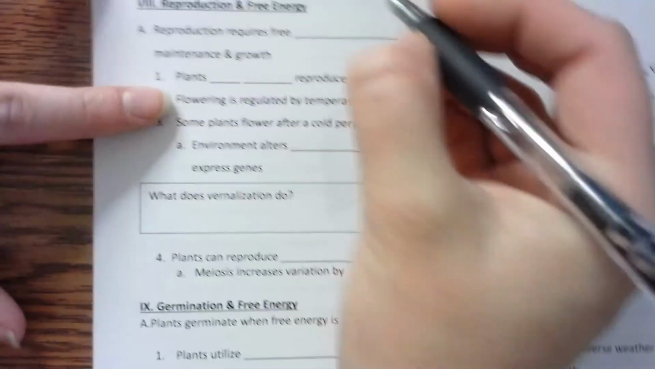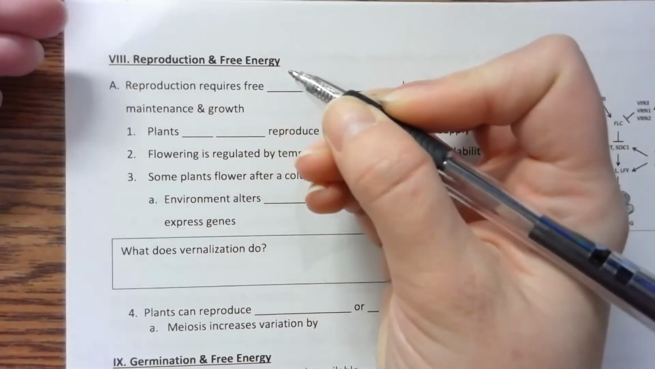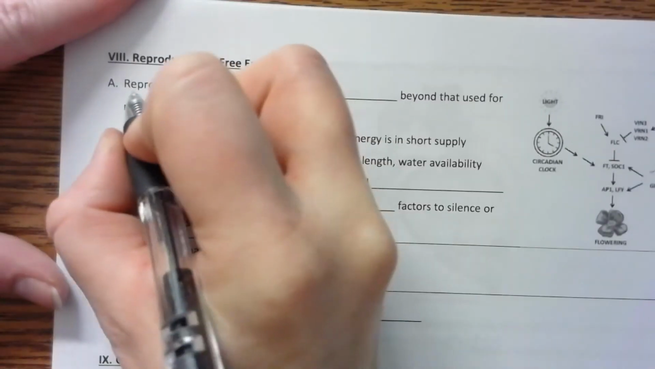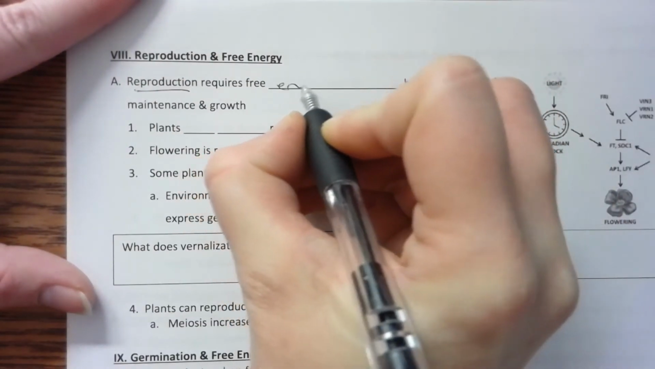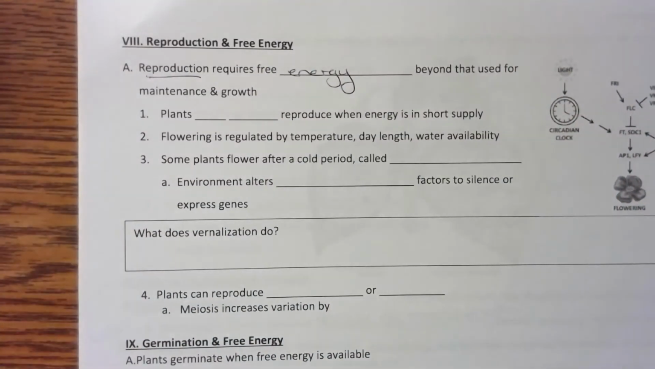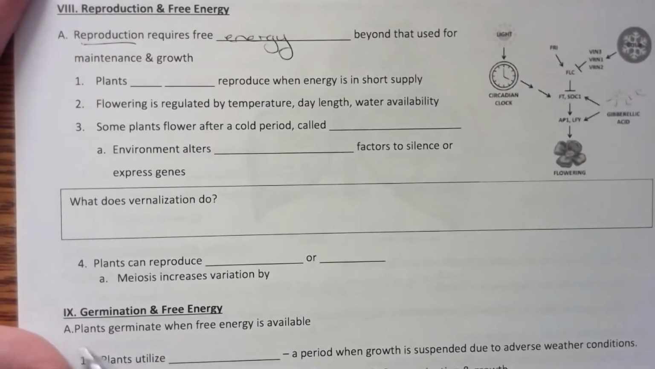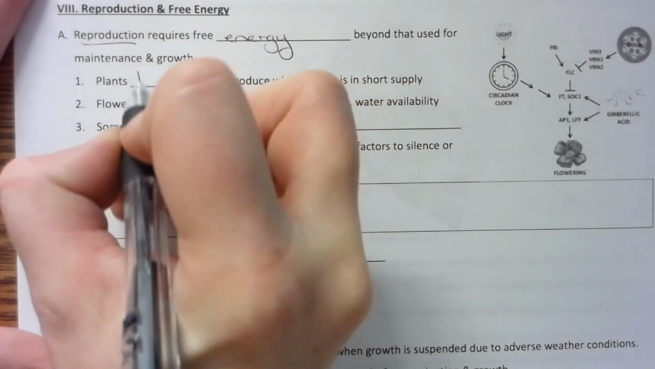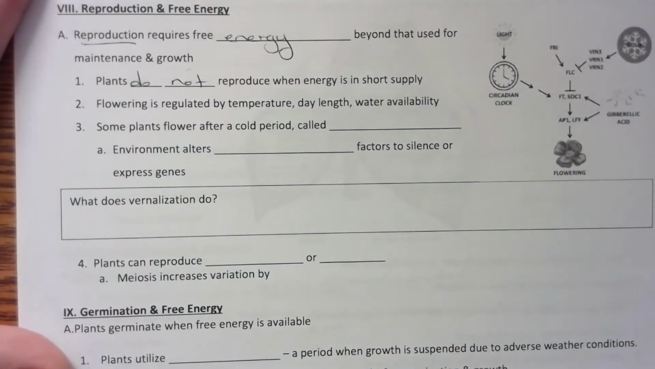So I told you a second ago that plants want to conserve their energy, and so reproduction is only going to happen when they have reserve energy beyond what they just normally use for maintenance and growth. Plants do not reproduce when energy is in short supply.